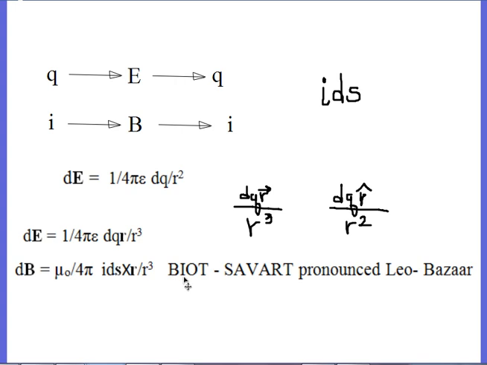This is called the Biot-Savart law; Biot, the book says, is pronounced like Leo and Bazaar. Okay, don't sound like an idiot. Say it right. And that is what we're going to work with.